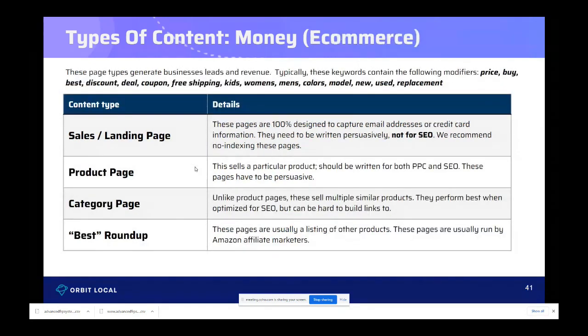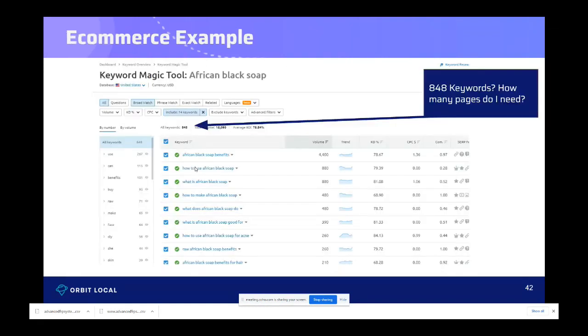Now, if it's an e-commerce site, it's going to be different. It's going to be looking at product pages. You're going to want to target these modifiers: price, buy, shop online, use, replacement. These are great modifiers to put into these tools to help spit out some of the keywords along the buyer's journey. So here's another example.